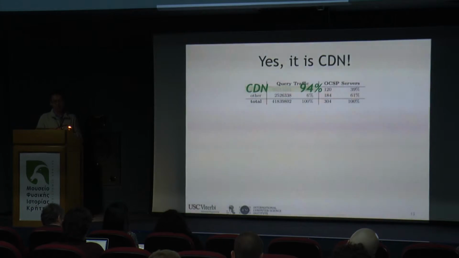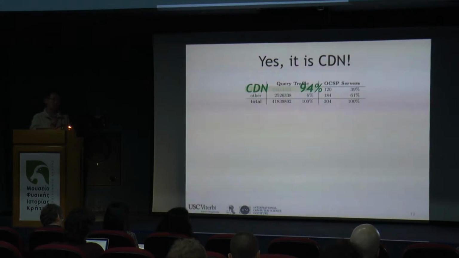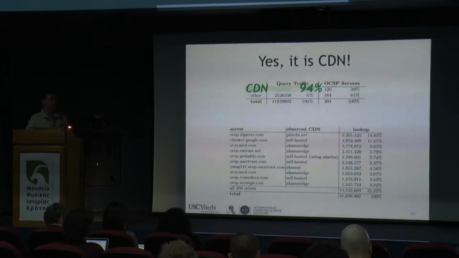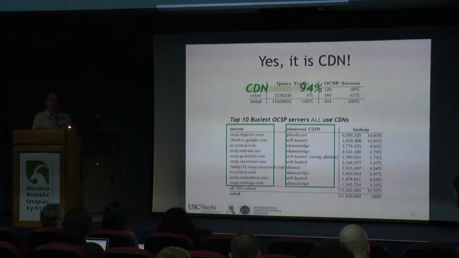And here, another interesting point is that not every CDN server is the most popular, but there is a lot of traffic to all the CDN servers. So there are some servers that are actually very popular. Here we study all the popular OCSP servers, and we see all the top 10 busiest OCSP servers use CDNs. So the key takeaway here is that the use of CDNs among OCSP servers is quite common.